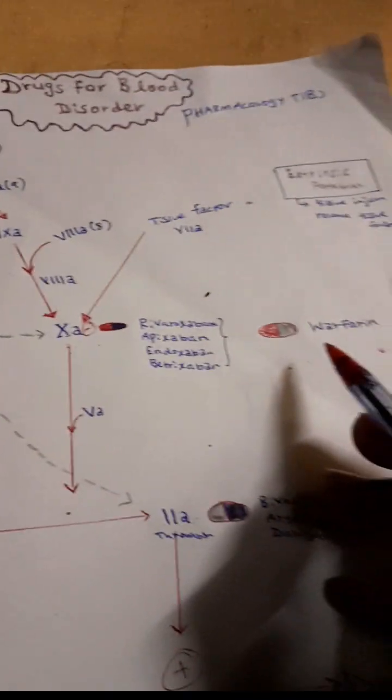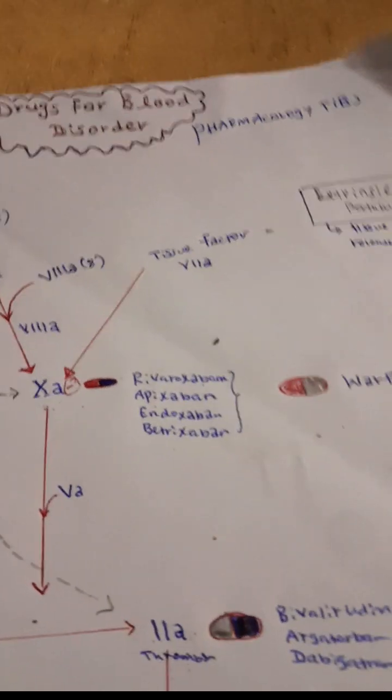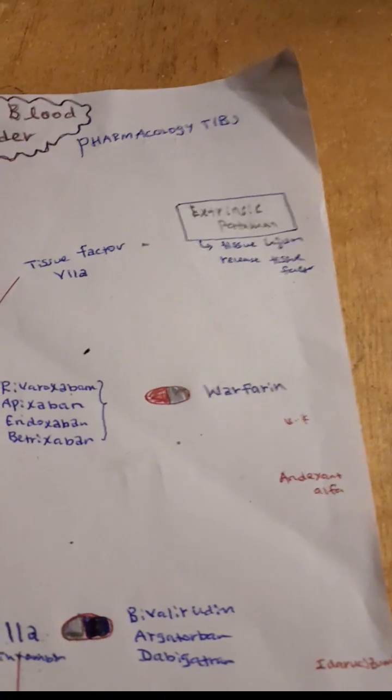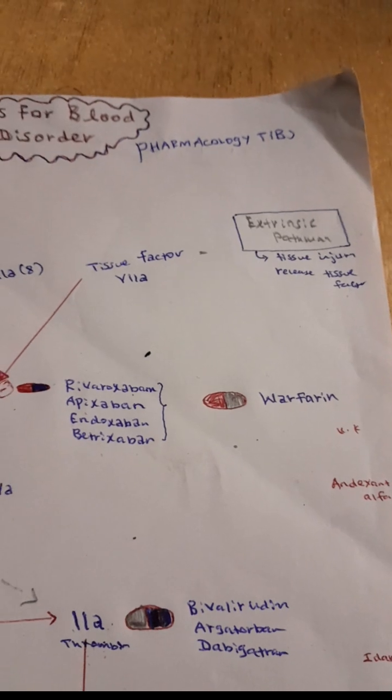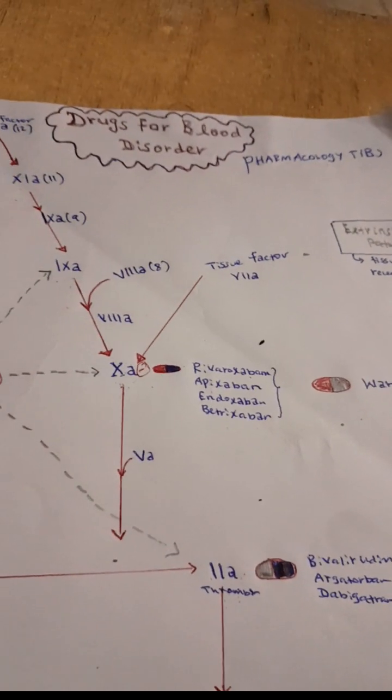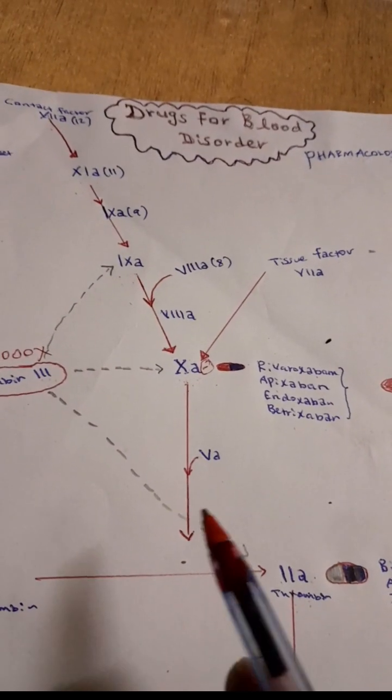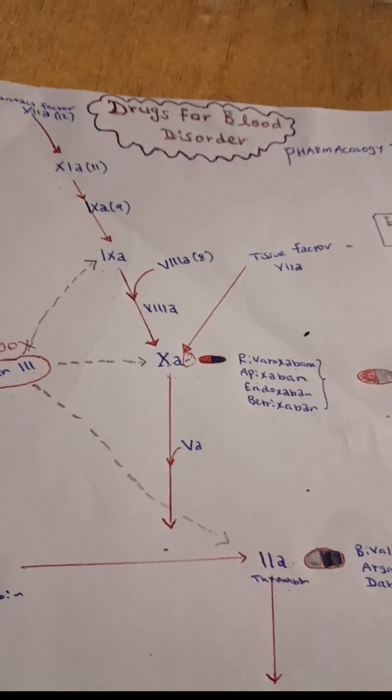So warfarin is a competitive antagonist of vitamin K. By blocking the enzyme vitamin K epoxide reductase, it reduces the vitamin K level and reduces the clotting factors, which are responsible for the formation of clots.